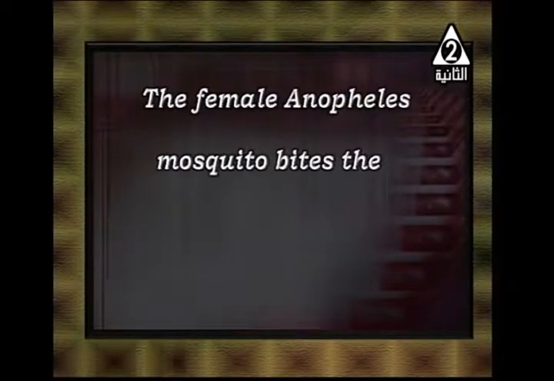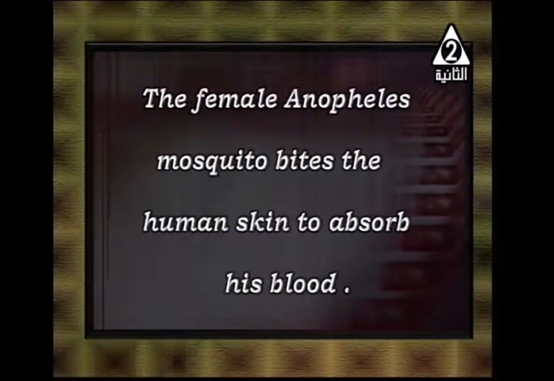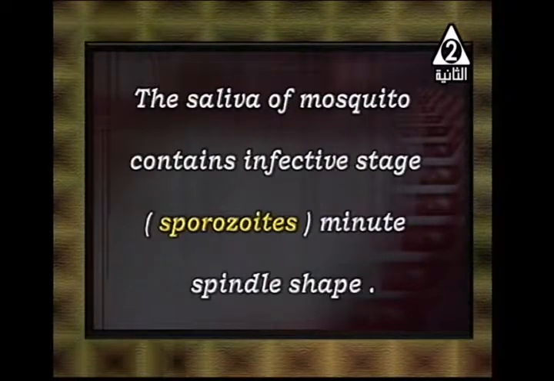After that, when the female Anopheles mosquito stings the human skin to absorb a large amount of blood, the saliva of the mosquito contains the infective stage, which is called sporozoites. They are very minute, spindle-shaped cells. So again, the saliva of the Anopheles mosquito contains the infective stage, which is called sporozoites, minute spindle-shaped cells.